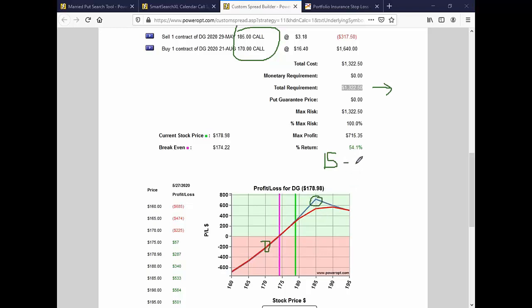Why is this important? Well, some people refer to this strategy as the poor man's covered call. That makes me nervous for 2 reasons, and I've talked about this before, but we're here today, so we'll talk about it again.